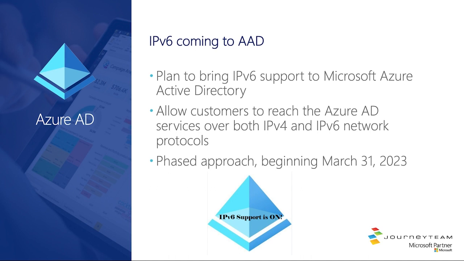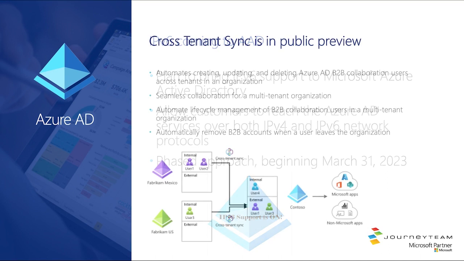IPv6 is coming to AAD. This is going to give you the ability to use that format starting March 31, 2023. So if you're a network nerd like some of our guys are, and you want to know about how all this stuff works, there you go. I'll share a link in the notes as well. Just an update that is coming soon.